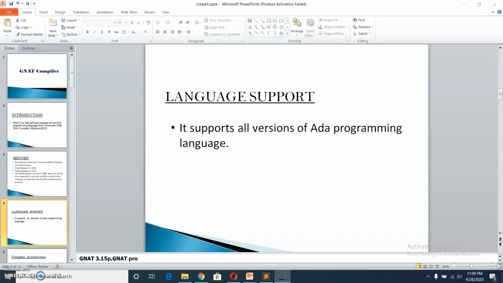Coming to the language support, the GNAT compiler supports all versions of the ADA programming language, and the higher versions like GNAT Pro and GNAT 3.15p support C and C++ languages also.